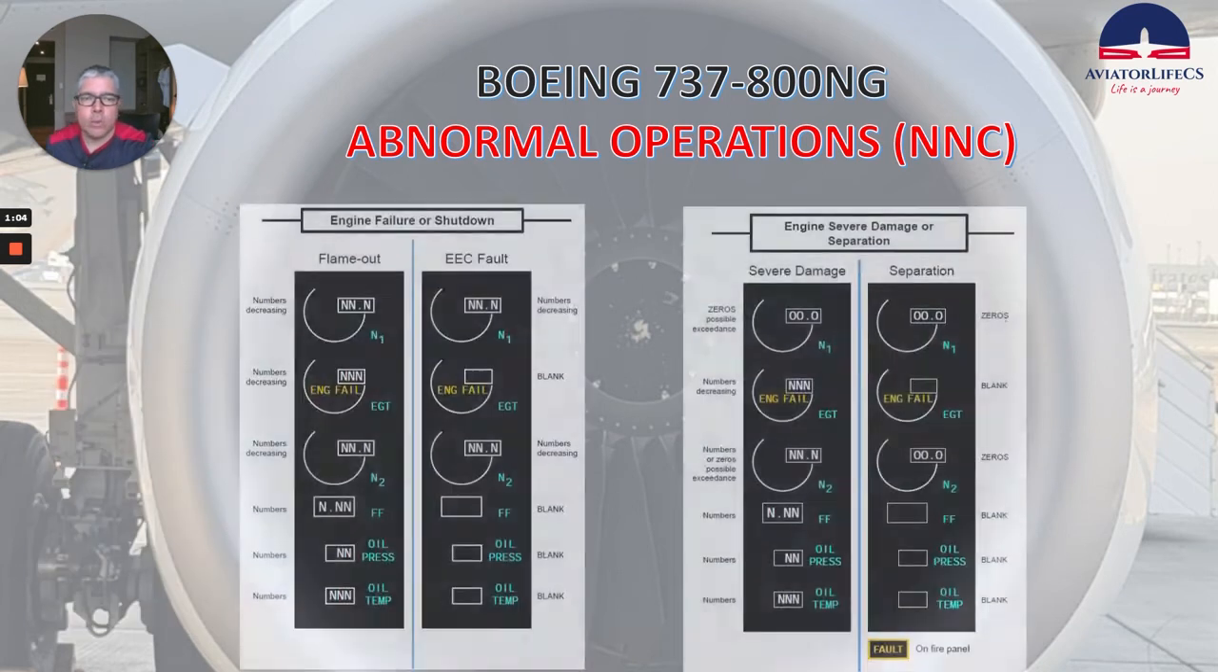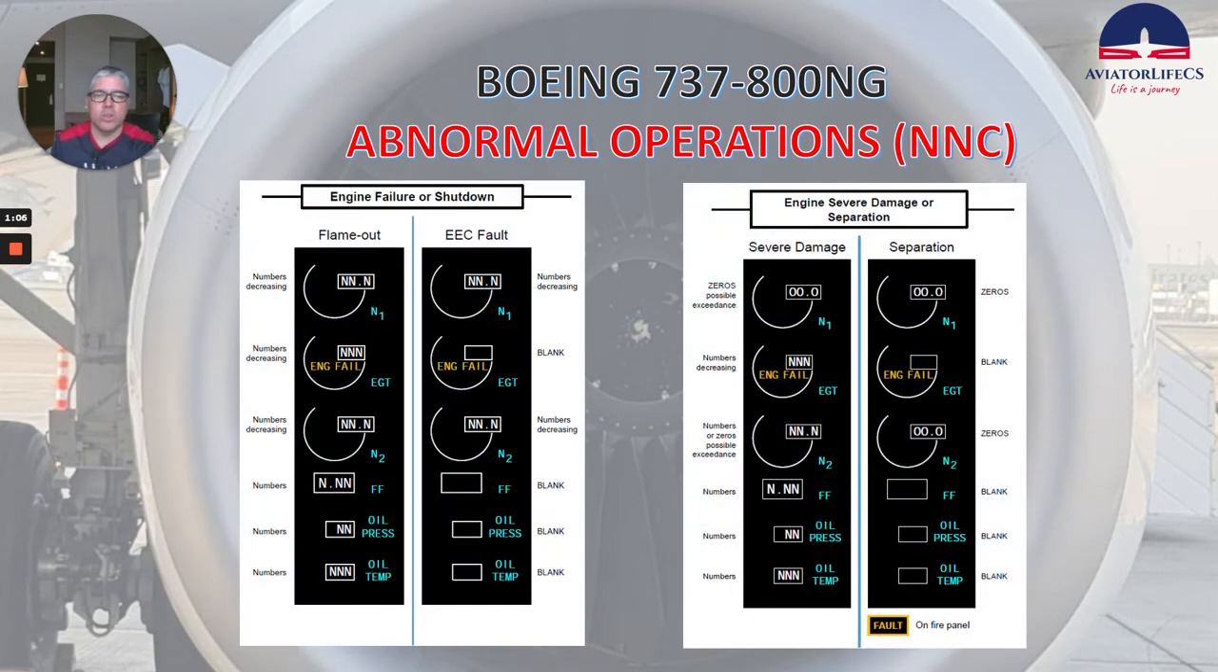And I want to share with you these images here. I don't know if you have seen them before or not. I'm pretty sure they are on the internet. But they helped me a lot to learn how to identify an engine malfunction. So here you can see flameout, how it looks with the engine parameters, the EEC fault. And this is at least what you can expect to see: the severe damage and separation.